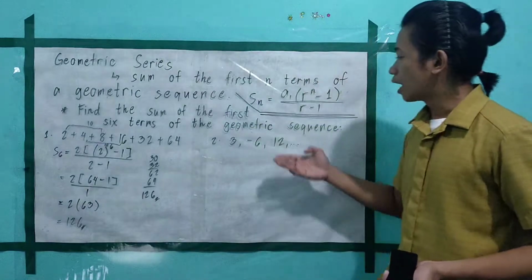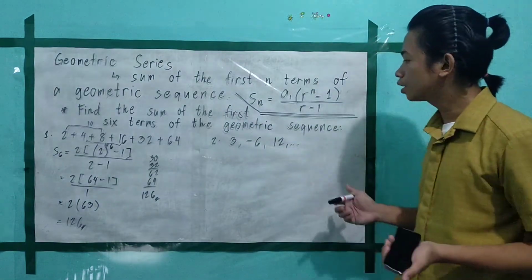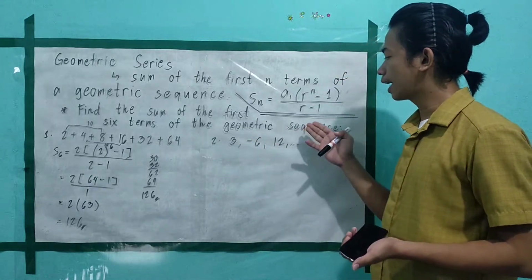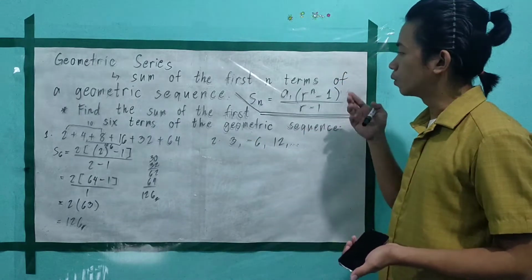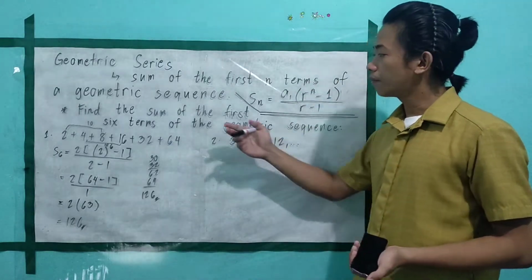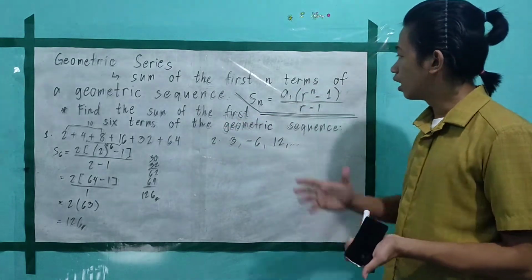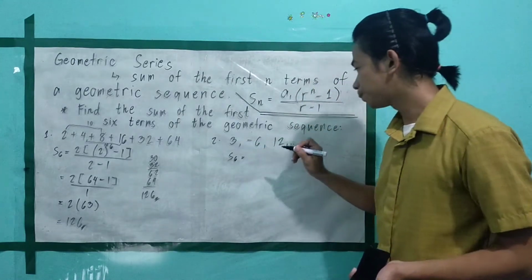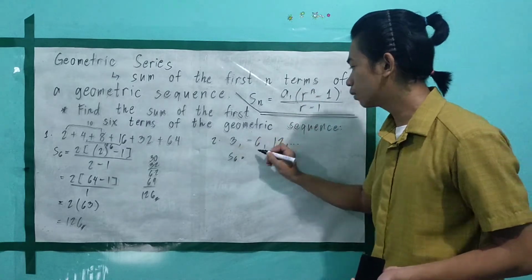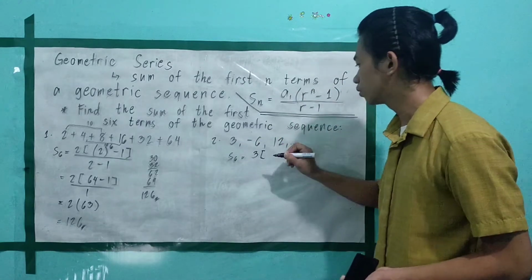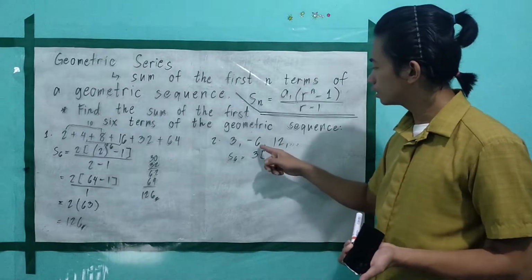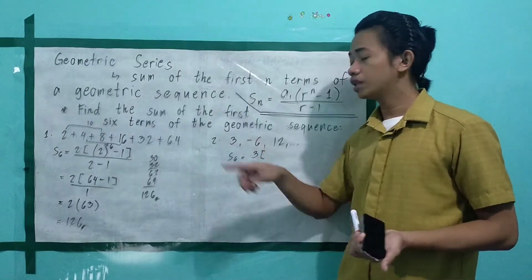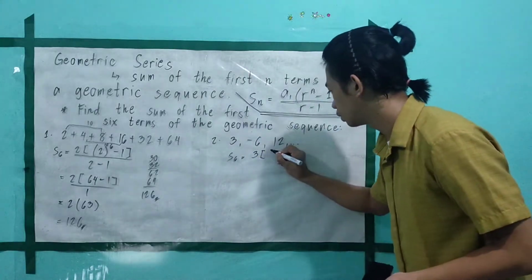Next, proceed tayo sa problem number 2. In problem number 2, our sequence, or geometric sequence is 3, negative 6, and 12. So, hinahanap natin yung sum ng first 6 terms. Okay, so gamitin natin ang formula natin. We have S sub 6 is equal to A sub 1. Our A sub 1 is 3. Multiply to the common ratio. Ano yung common ratio natin? Negative 6 divided by 3, we have negative 2.